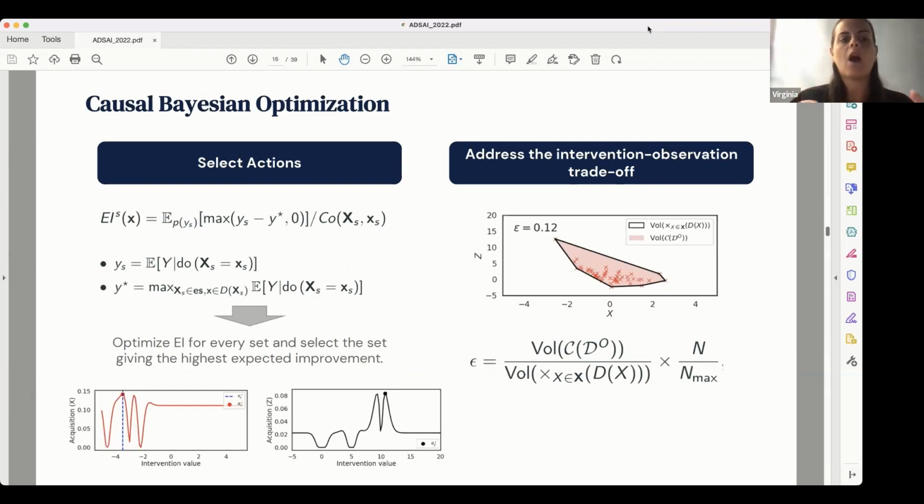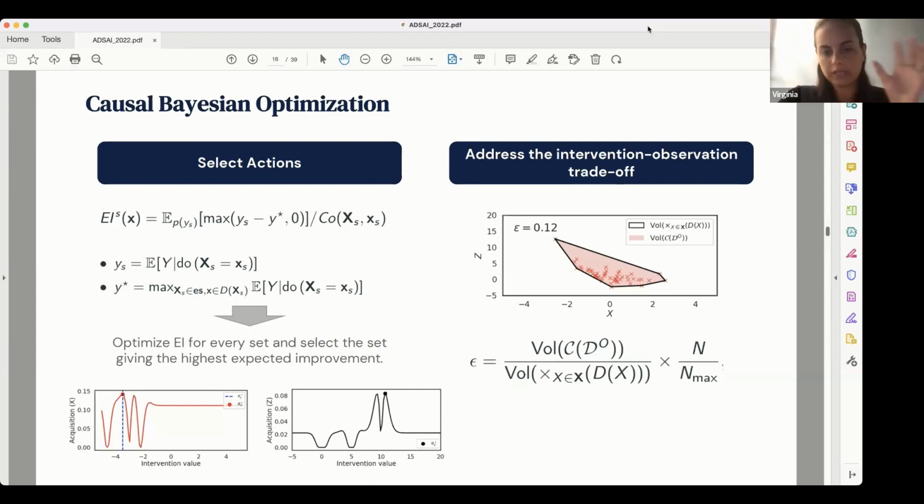And the idea now is to compute the expected improvement for every target causal effect, with respect to the optimal observed so far. So this is y star in the first equation on the left. And we rescale it by the cost of an intervention. This is to account for the fact that if we have two interventions giving us the same expected value, we still want to explore the one that has a lower cost of intervention.